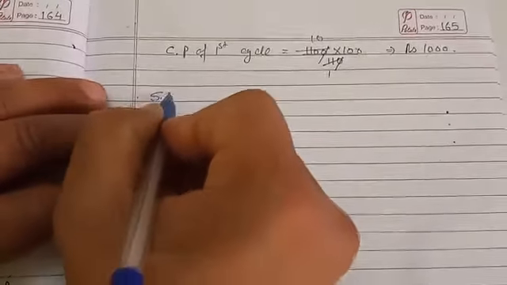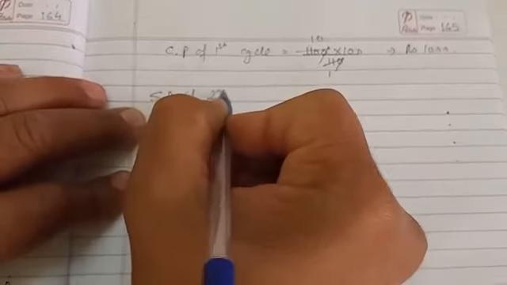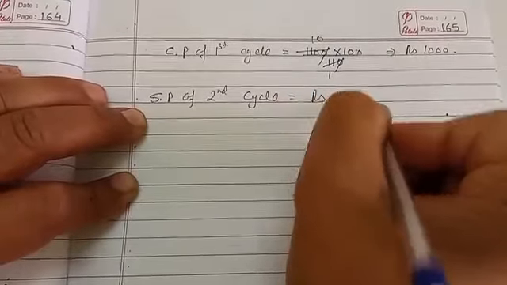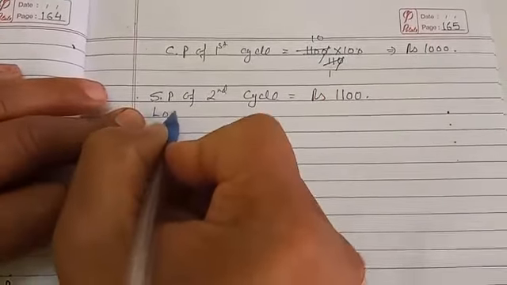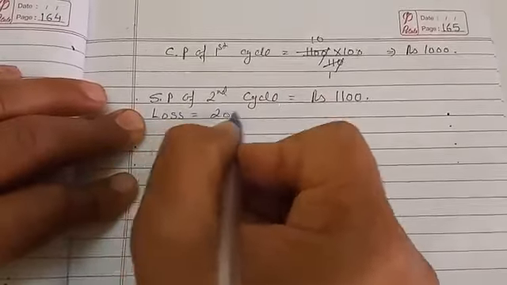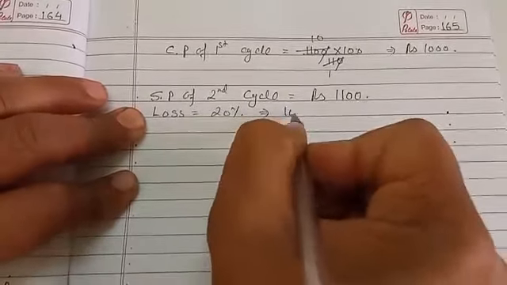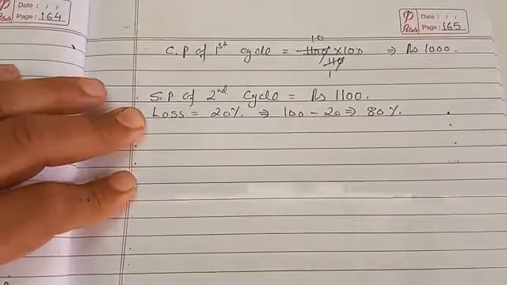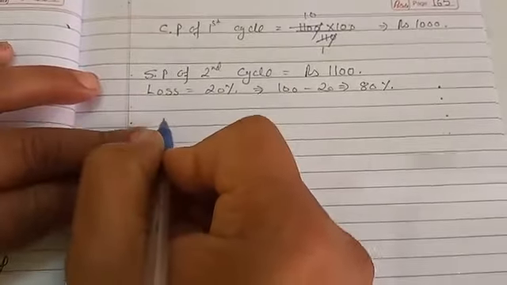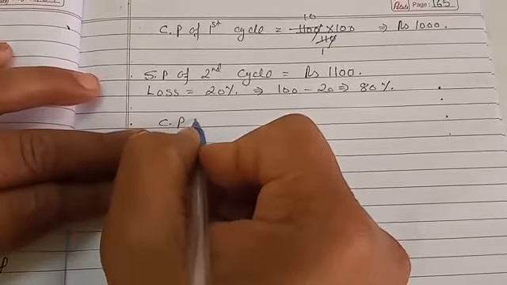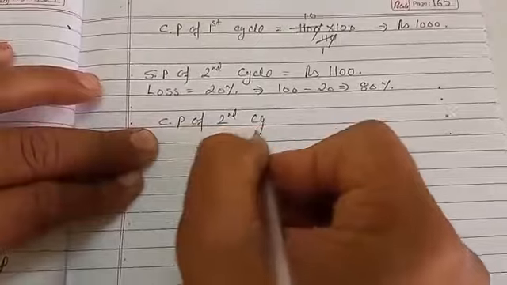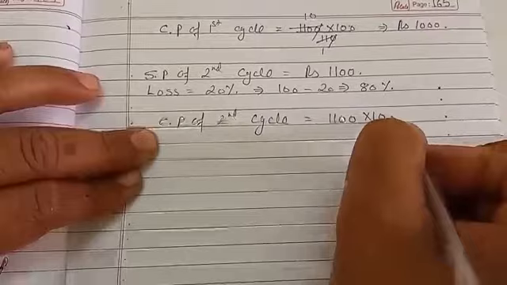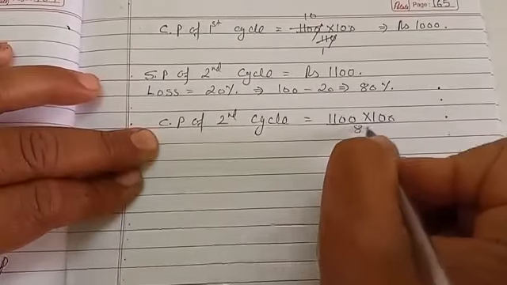Now, selling price of the second cycle is rupees 1100. But here it is a loss. How much? 20% loss. That means 100 minus 20, that is 80%. How to find? Same: cost price of the second cycle equals 1100 into 100 upon 80.